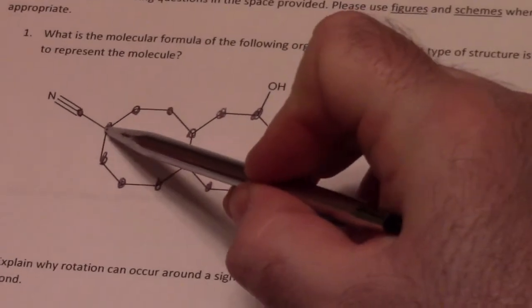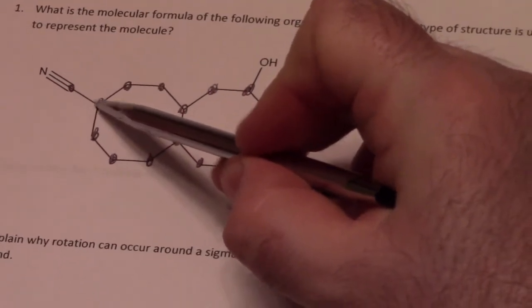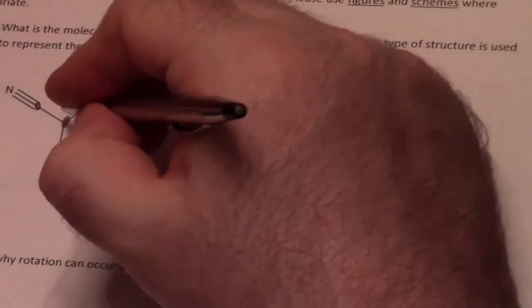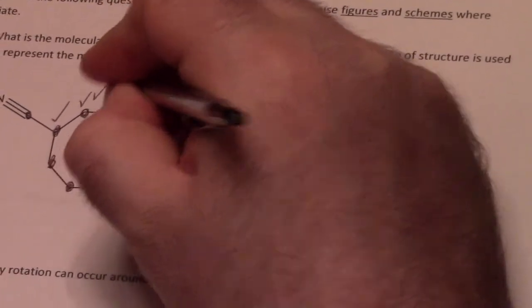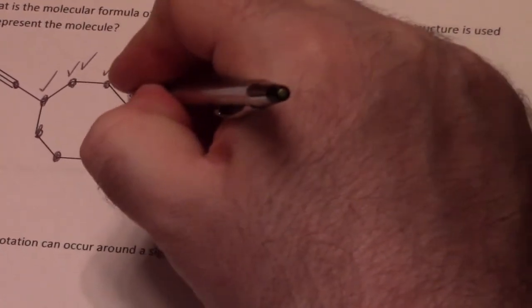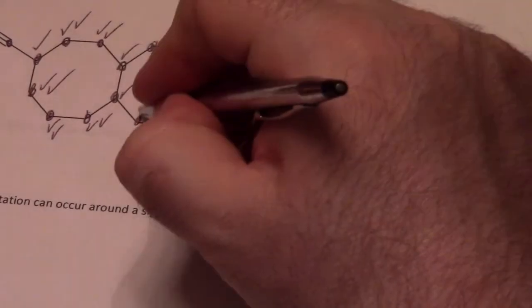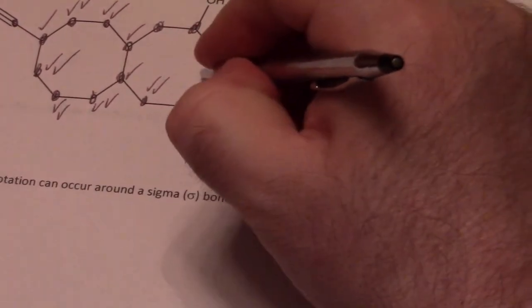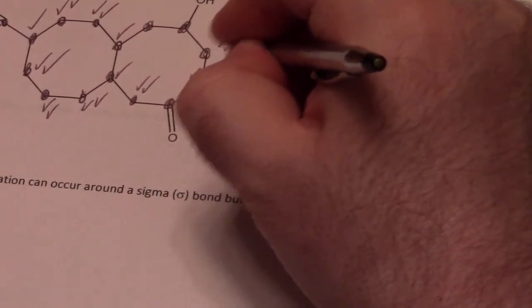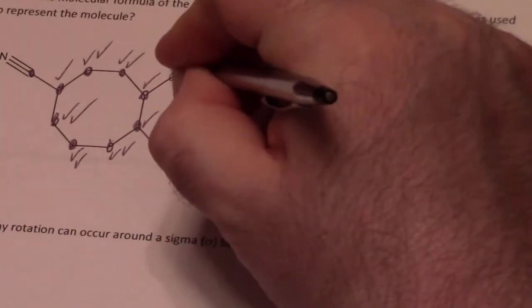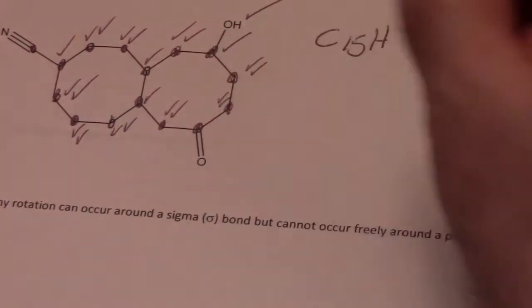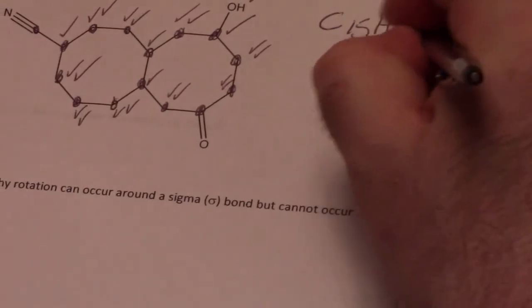What I notice in this particular carbon is it has 3 valences taken up, so it needs to have 1 hydrogen. So that's 1, 2, 3, 4, 5, 6, 7, 8, 9, 10, 11, 12, 13, 14, 15, 16, 17, 18, 19, 20, 21, 22, and then the 1 hydrogen on the oxygen is 23.